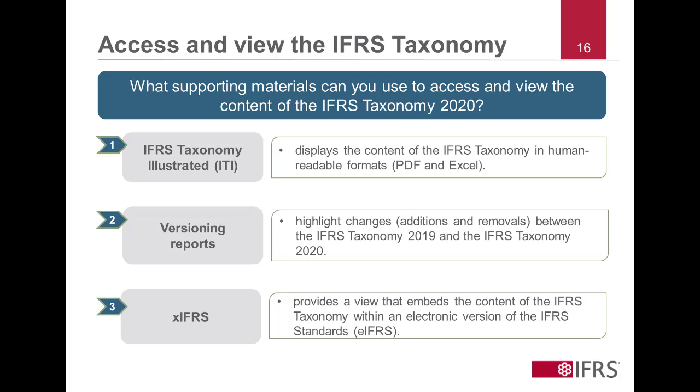The second resource is the versioning report. This resource is useful for those who want to understand the changes between the 2019 and 2020 IFRS taxonomies. This report shows those changes as track changes, like new elements that are added to the IFRS taxonomy are underlined and highlighted in green, and the elements that have been deprecated are struck through and highlighted in red.